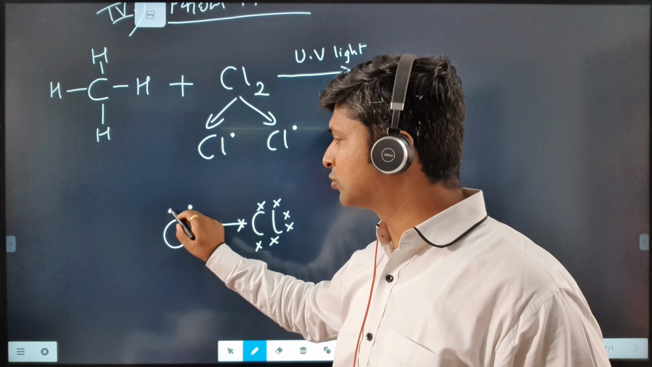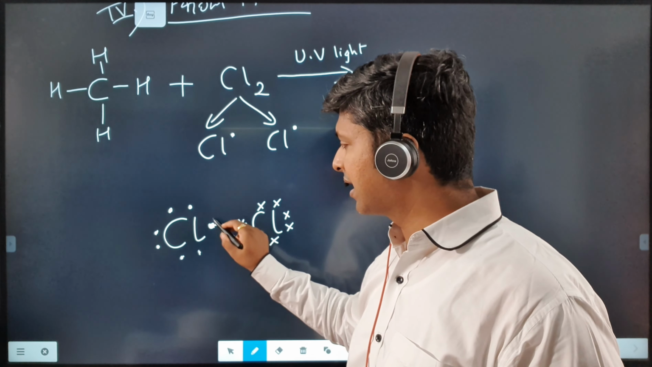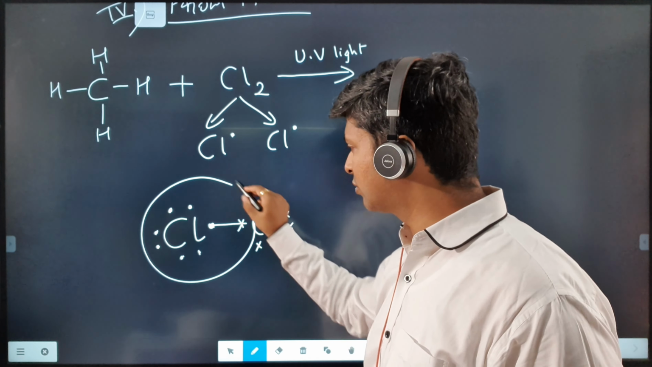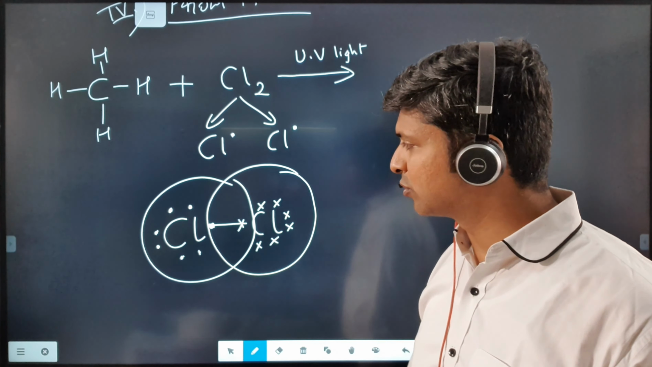Right? For this one also, 1, 2, 3, 4, 5, 6, 7. Yeah, so these are 7 electrons, but if we take them together, there are 8 electrons, that's how it's forming a covalent bond, all that stuff you already know.